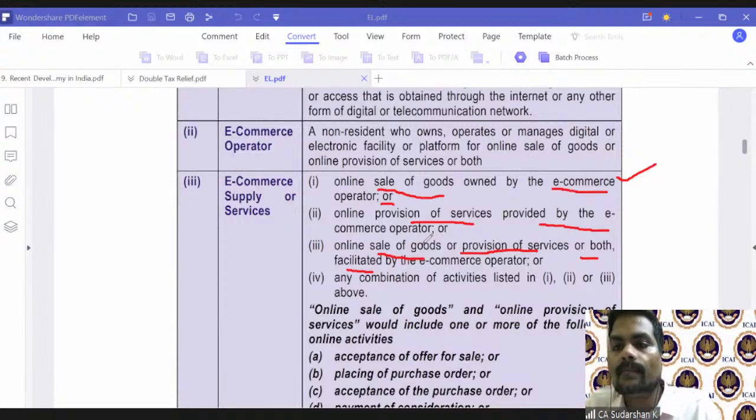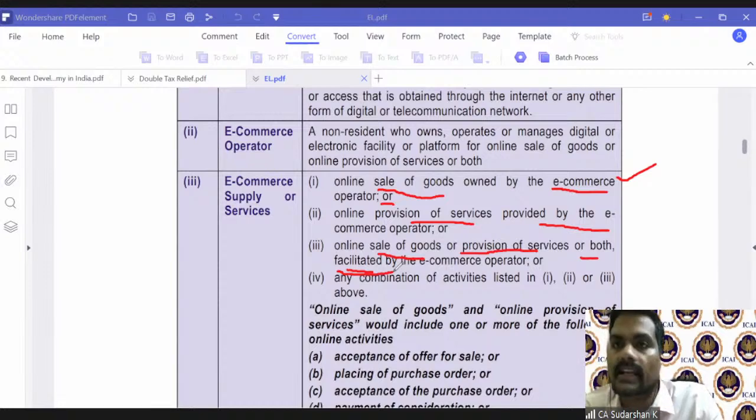And not only that, I don't even need to own the goods. I don't even need to provide the services. It is enough even if I facilitate them. So I can be a marketplace. For example, I can be eBay, a non-resident platform where people just come and sell goods. So I'm only facilitating. I'm a marketplace provider. I don't own goods. I'm a marketplace.